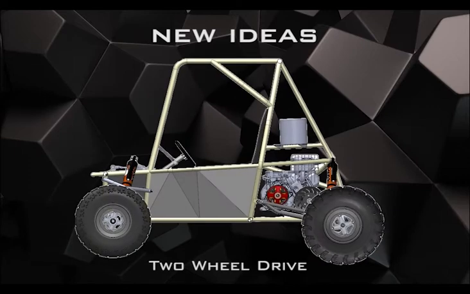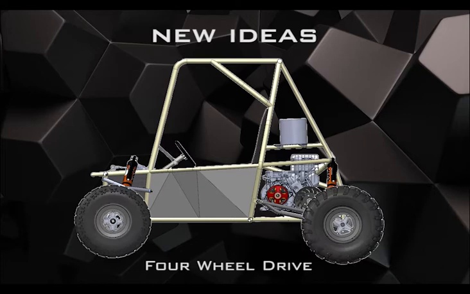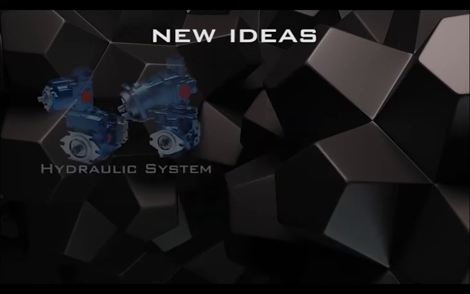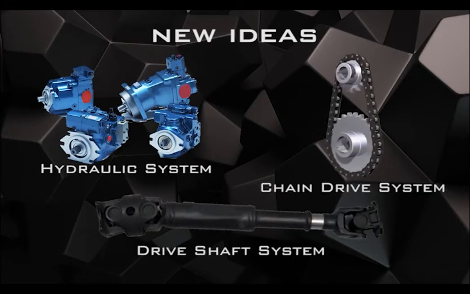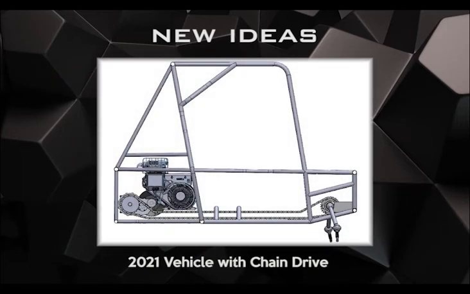A recent change to the rules was to change from 2-wheel drive to 4-wheel drive. This means every team will need to figure out how to get power to the front 2 wheels. Our team explored a hydraulic system, a driveshaft system, and a chain drive system. All of it was new to the team, so absolutely new ideas had to be created.